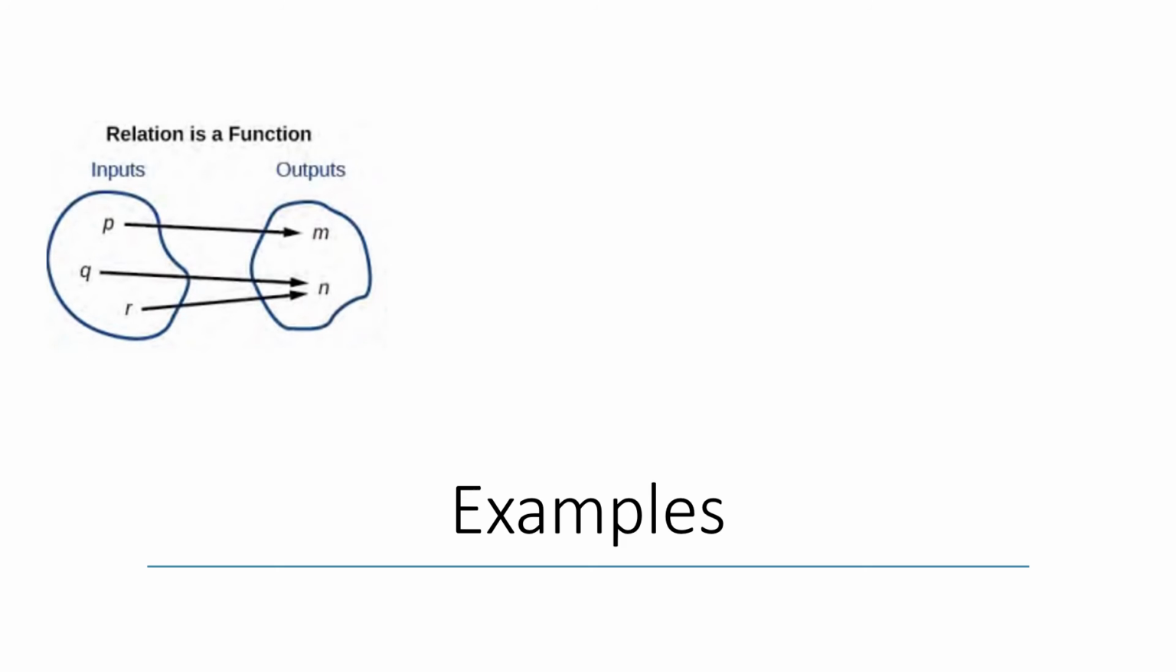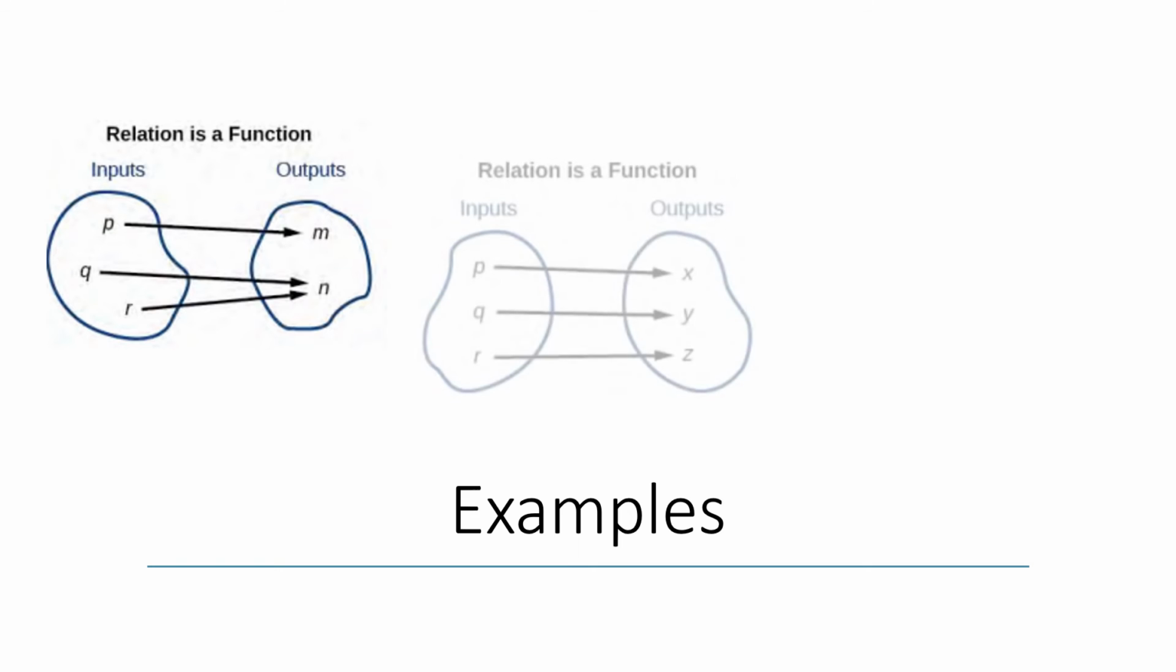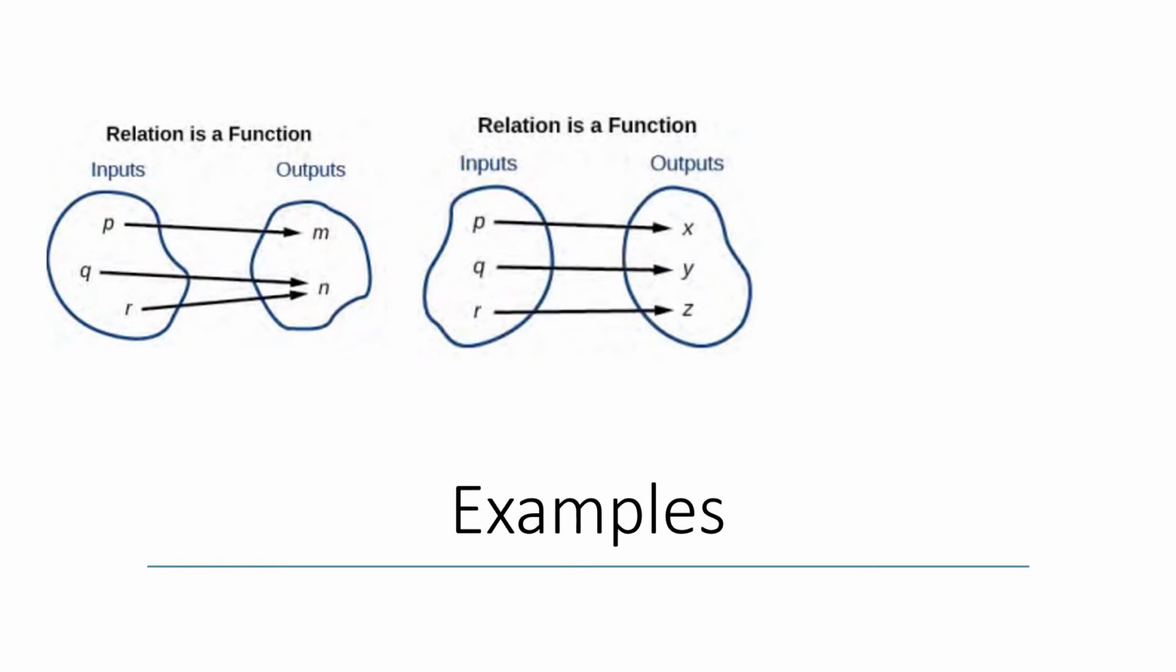So, another example. We have a set of inputs, the elements P, Q, and R, and a set of outputs, the elements M and N. If you look at the elements in the set of inputs, or the domain, every element has one corresponding element in the set of outputs. That's why this is a relation which is also a function. In the second example, every element in the set of inputs has one corresponding element in the set of outputs. And as you can see, this is a one-to-one function.